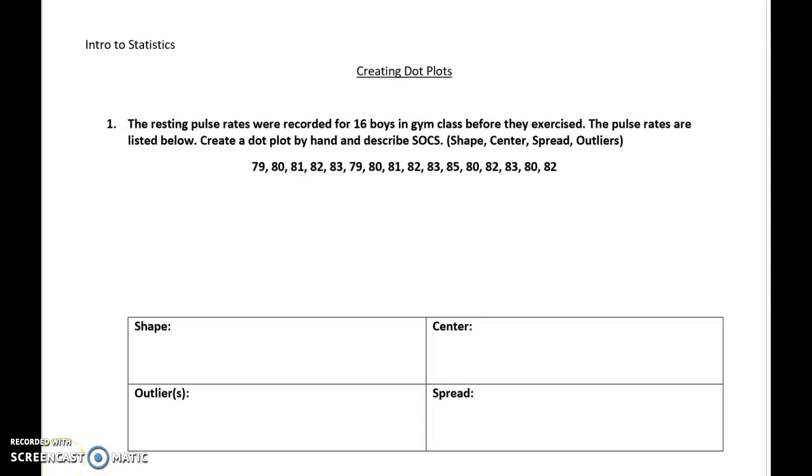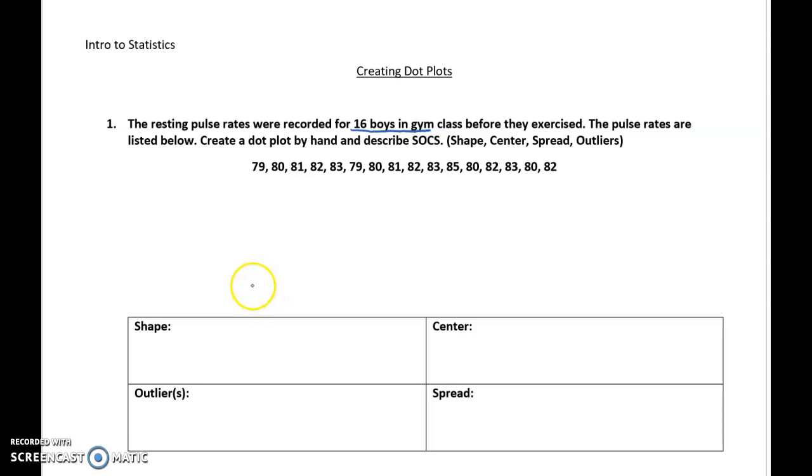This is Mrs. Mayer, and this video is to help you create dot plots and interpret them using SOCS: shape, center, spread, and outliers. The first thing we want to do is read the problem. The resting pulse rates were recorded for 16 boys in the gym, before the exercise. The pulse rates are listed below. We're going to create a dot plot by hand and describe SOCS. As you can notice, the data is not in order, but that is okay.